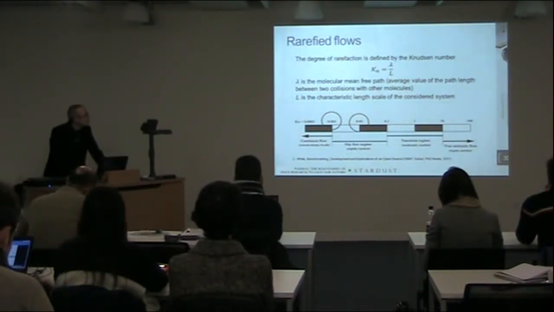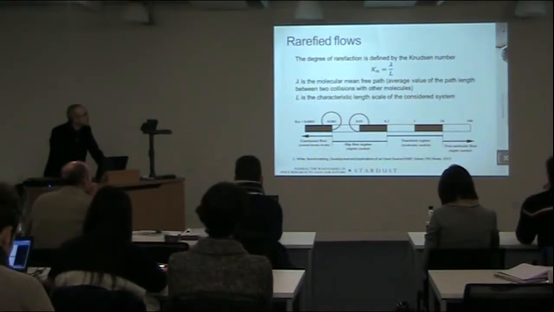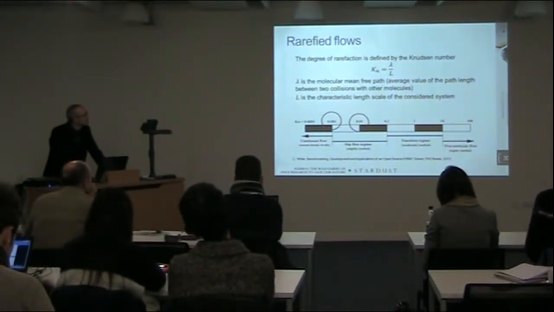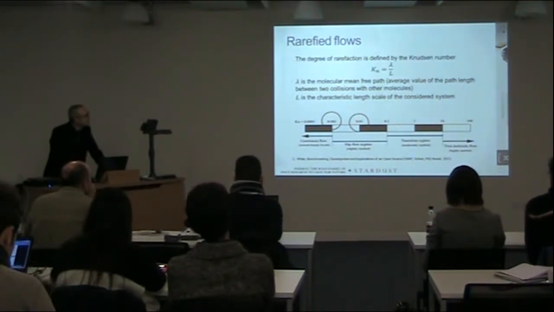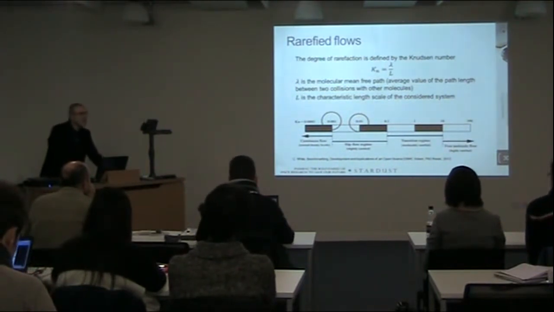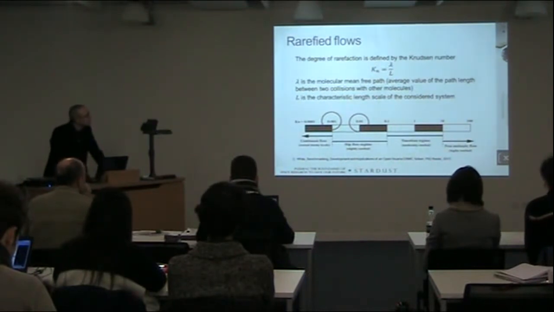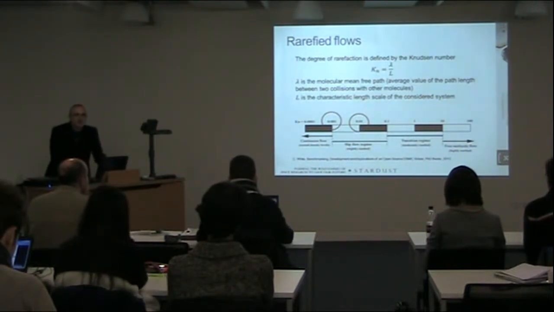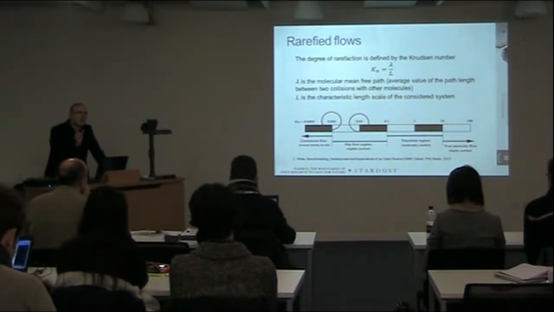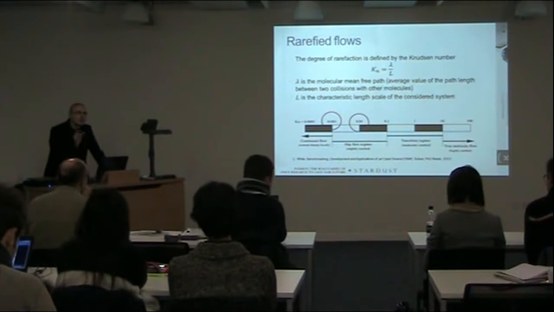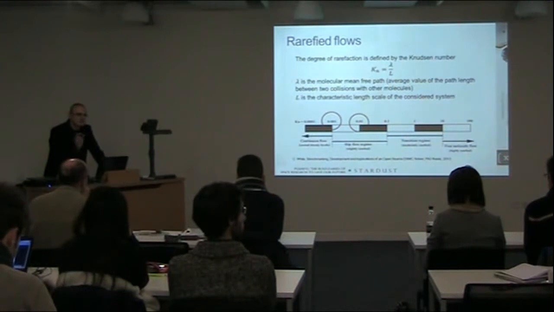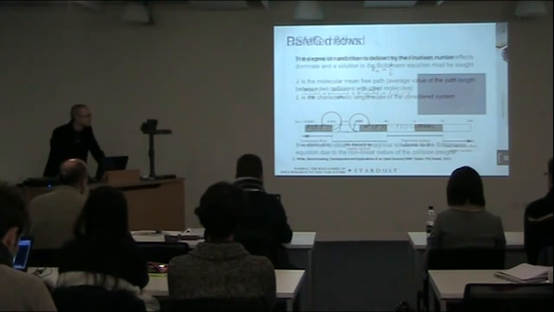Rarefied flows. The dimensionless number which is used is the Knudsen number. The Knudsen number gives us an idea of whether the flow is rarefied and how much. It is the ratio between the molecular mean free path and the characteristic length of the object. That means that depending on the dimension of the object, you can have a rarefied flow even if you are flying at the same speed or in the same atmospheric conditions, same density.